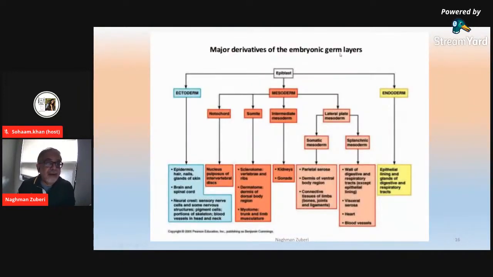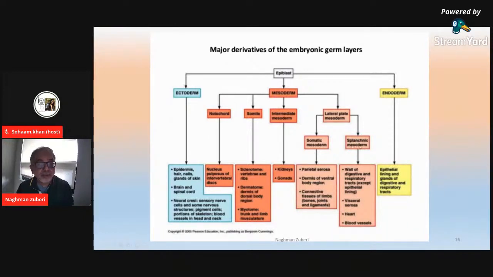The major derivatives of the embryonic germ layers. From epiblast, we have three layers: the ectoderm, mesoderm, and the endoderm. From the mesoderm, the intermediate mesoderm gives kidneys and gonads, and from somites, the sclerotome gives vertebrae and ribs, dermatome gives dermis of the dorsal body region, and myotome gives trunk and limb musculature. From the notochord, nucleus pulposus of the intervertebral discs, and from the lateral plate mesoderm, we get somatic mesoderm, the parietal serosa, and the dermis of the ventral body region, connective tissue of the limbs, bones, joints, and ligaments.